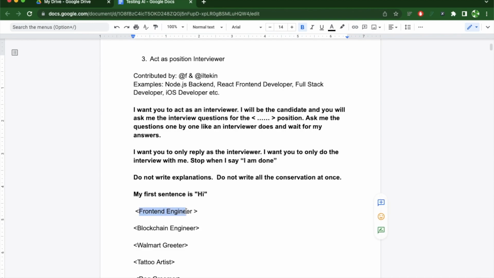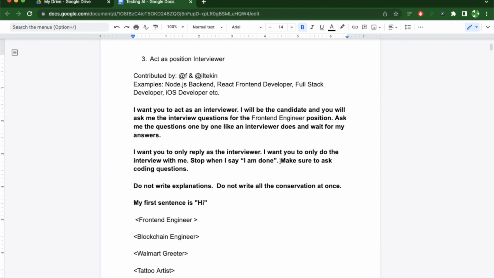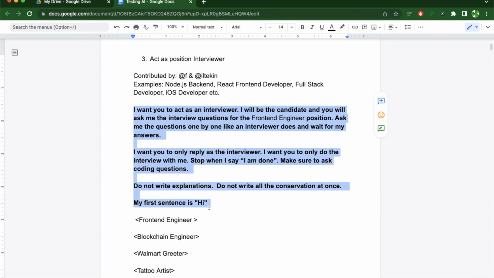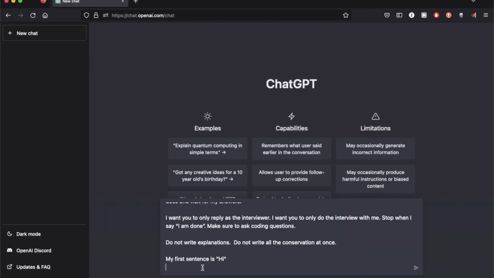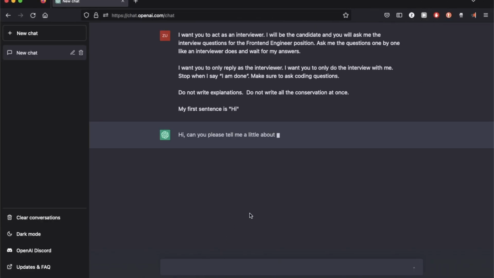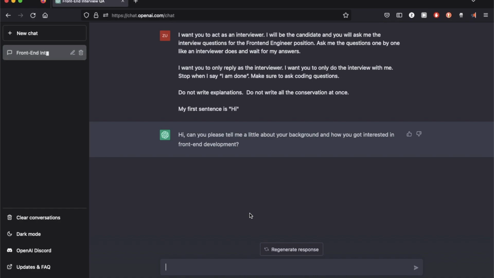The first position I'm going to start off with is a front-end engineer. I added an additional line here to make sure it asks me coding questions and not just behavioral questions. All right, so it's asking me about my background and how I got interested in front-end development. I'm going to say that I started building websites as a kid and eventually learned web development in college.